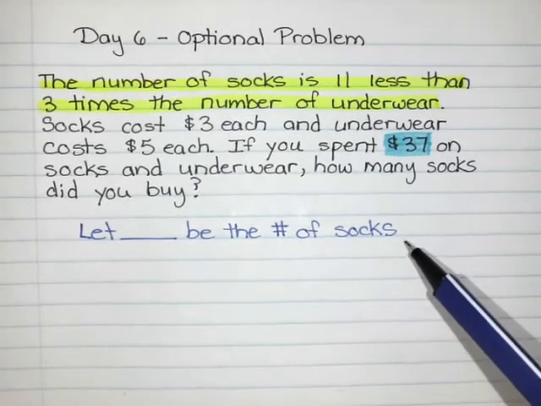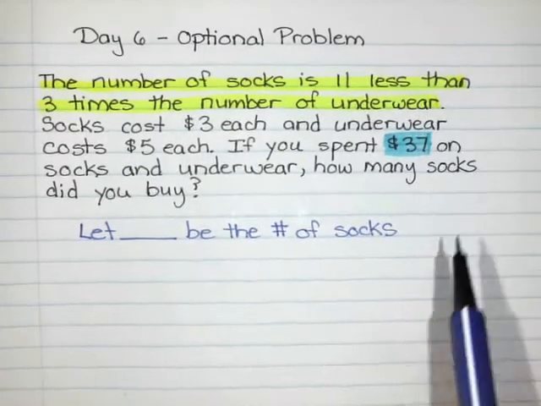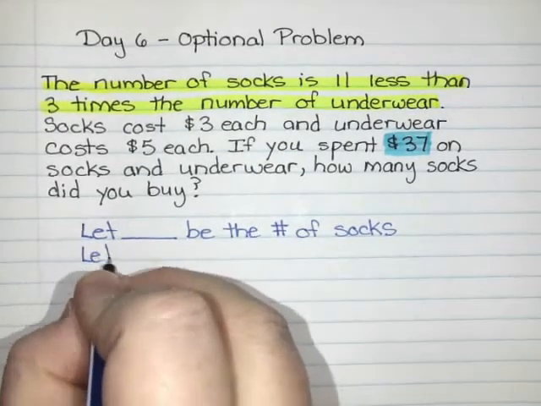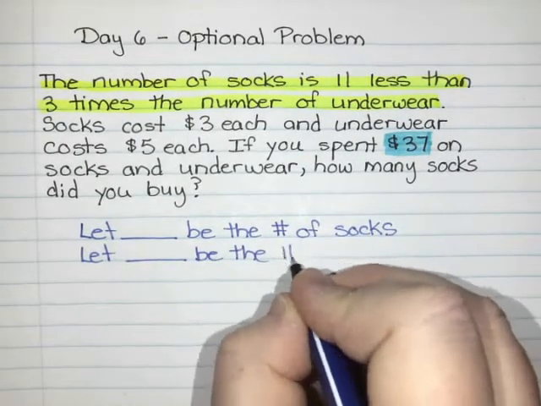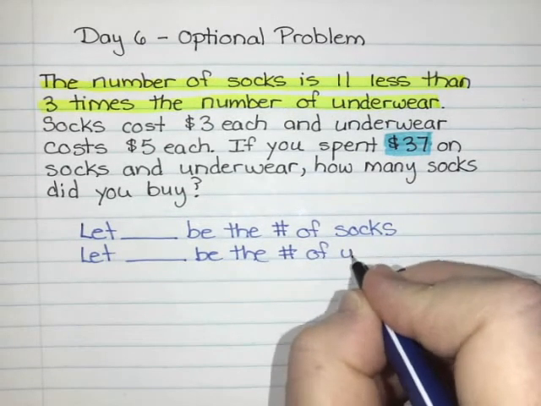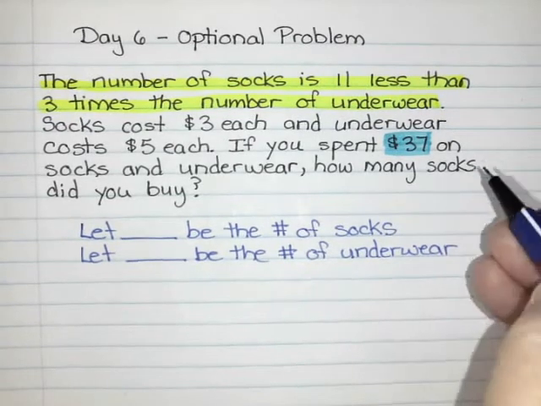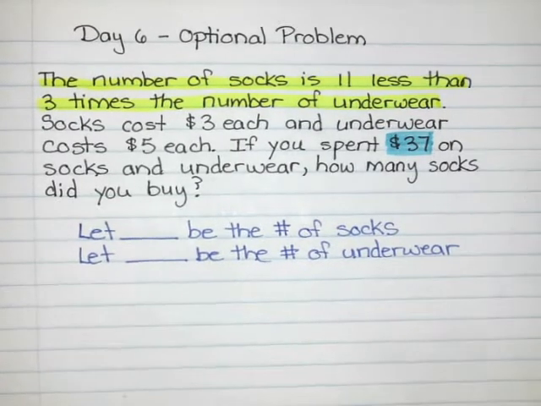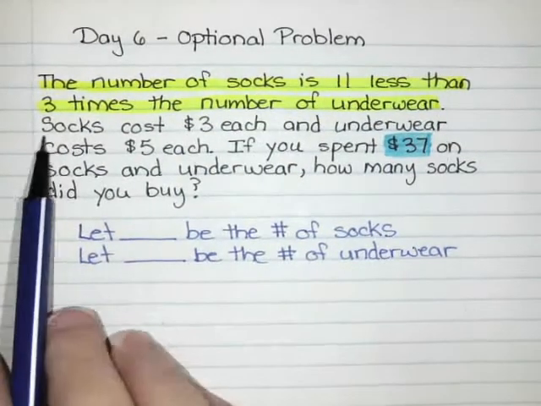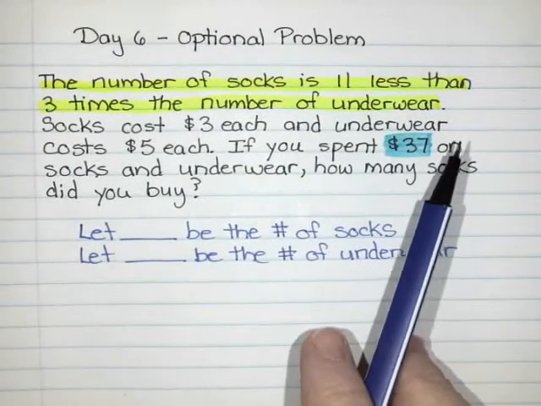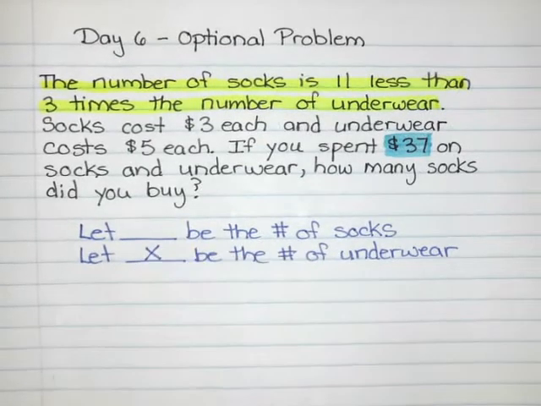But I cannot solve this problem with just one unknown because everything else in here talks about underwear. I also need to let something be the number of underwear. Even though it didn't ask me to solve for it, I still need to use it because it is part of my total and part of my comparison. In my comparison, the number of socks is 11 less than 3 times the number of underwear. The last thing mentioned is underwear, so I'm going to let underwear be x.